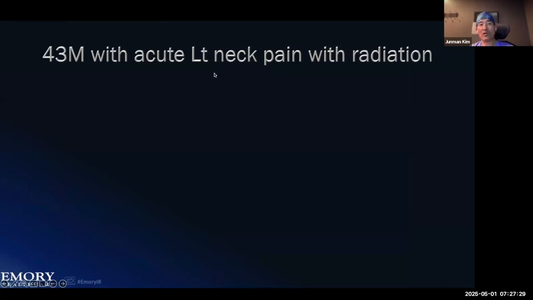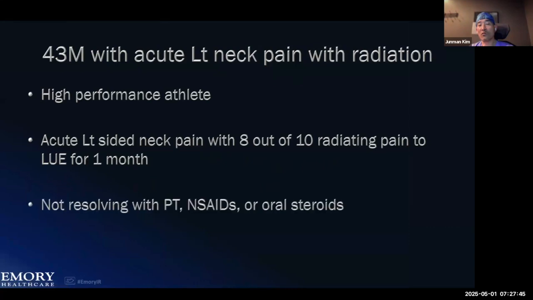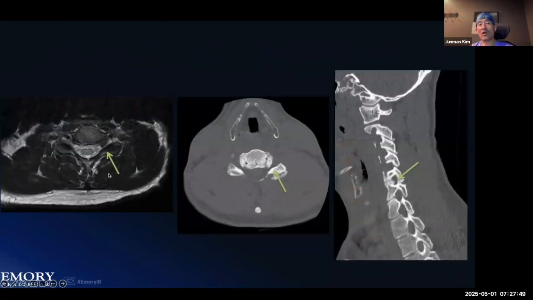43, acute left neck pain with radiation, high performance athlete. Acute left-sided neck pain with 8 out of 10 radiating pain to the left upper extremity for months. Patient tried PT and oral steroids, not resolving. Actually had an MRI and a CT. So I reviewed the imaging.